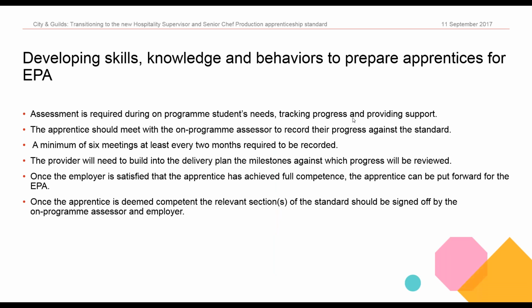So, developing the skills, knowledge and behaviours to prepare your apprenticeship learners for endpoint assessments. It's important to point out you need a minimum of 6 meetings within a year, or at least every 2 months, and this must be a recorded meeting that takes place. The provider and employer will need to build into the delivery plan the milestones against which progress can be reviewed and how it's going to be reviewed. On program records, they must be maintained, and this is important to support the apprentice. It's also important that the assessor and the employer are fully involved in the monitoring of the progress of the learner and development to ensure that they determine what the apprentice has achieved, and also to identify when they are fully competent in that job role and ready for endpoint assessments.